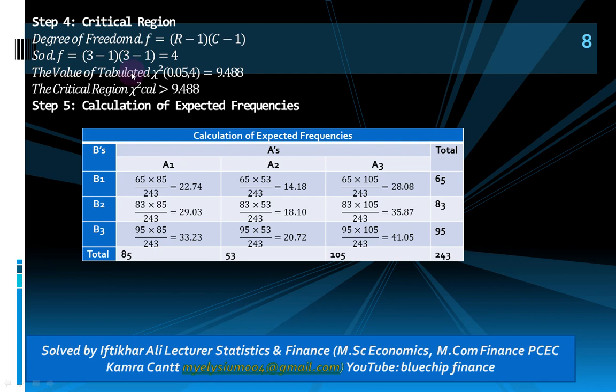And we go to the chi-square table, in which we take the 0.05 level of significance, and under 4 degrees of freedom the value is 9.488. So if our calculated value of chi-square, which we are going to calculate, is greater than 9.488, it will indicate the critical region. So the fifth step is to calculate the expected frequencies.